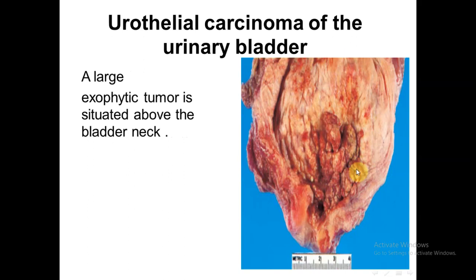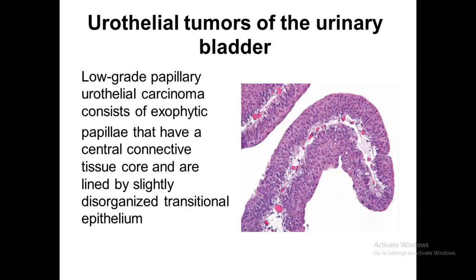This is a urinary bladder showing a fungating or exophytic tumor in the bladder neck, with multiple small papillary structures seen in this tumor. So it is urothelial carcinoma of the urinary bladder showing a large fungating mass in the bladder neck.